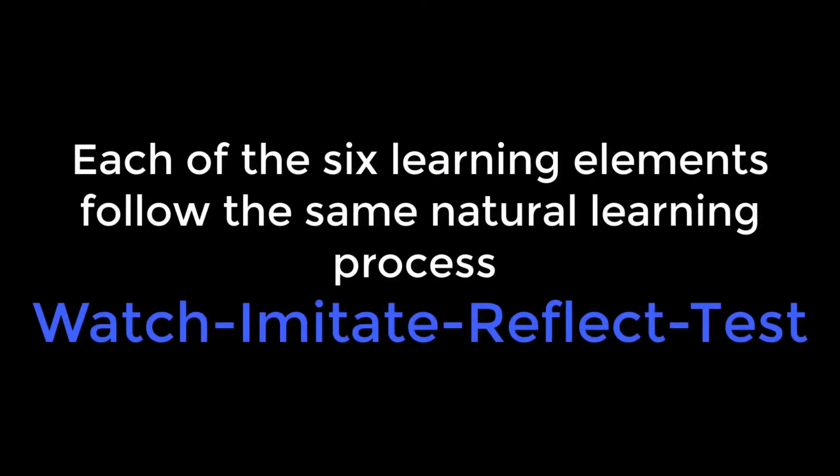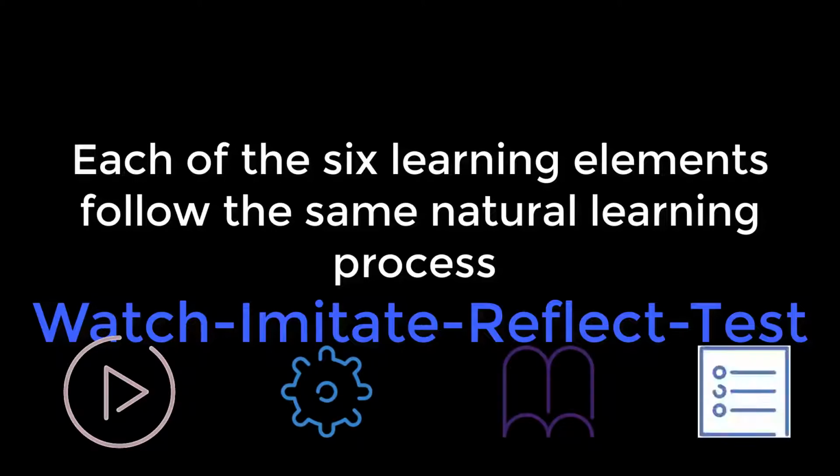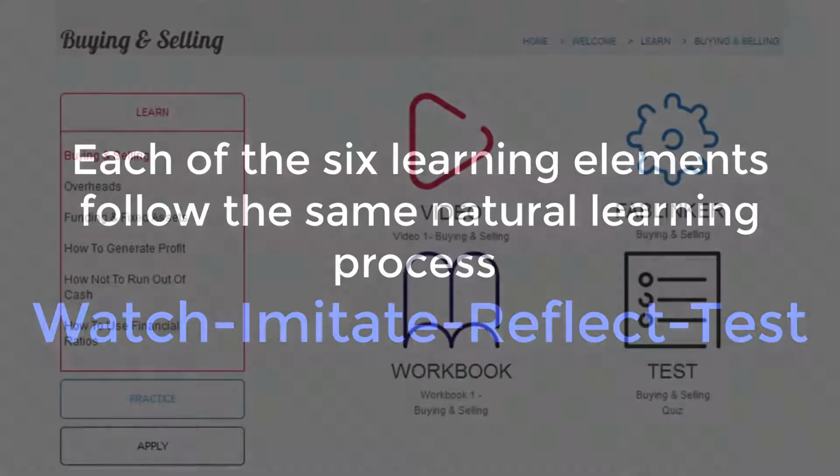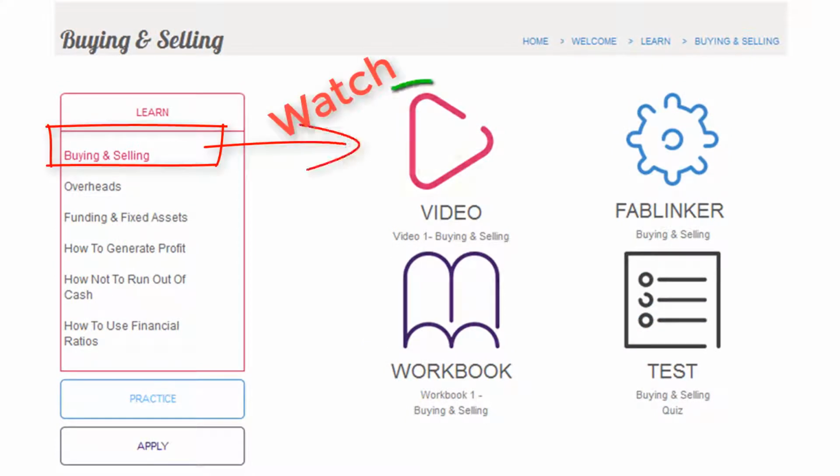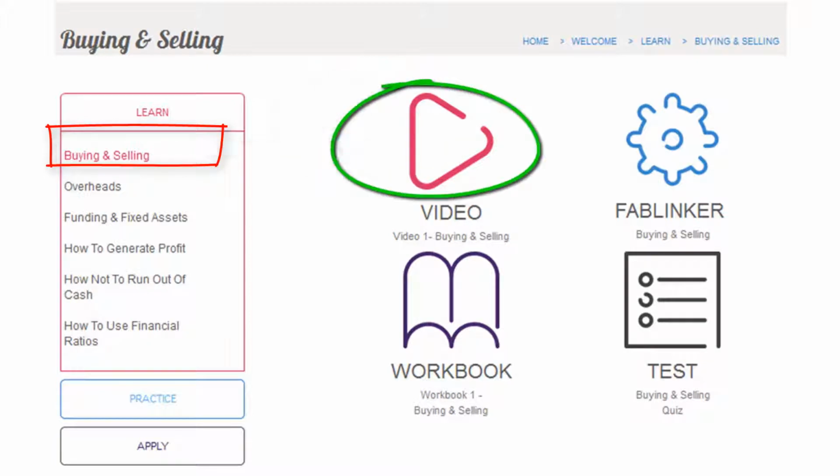Each of the 6 learning elements follow the same natural learning process: watch, imitate, reflect, and test. Let's follow that through for the buying and selling element of the learning section. It begins with a video exploring the activities around buying and selling in a simple startup, a retail operation, a bicycle shop.